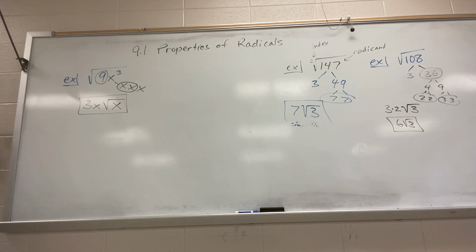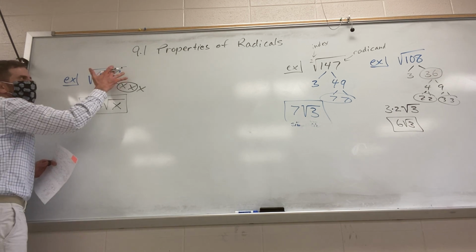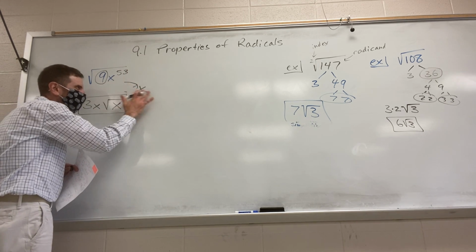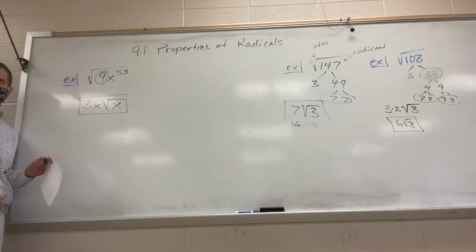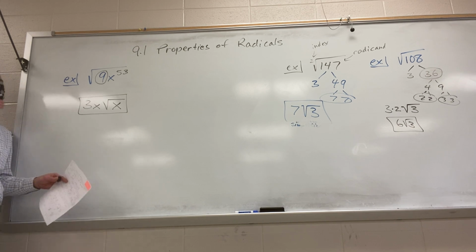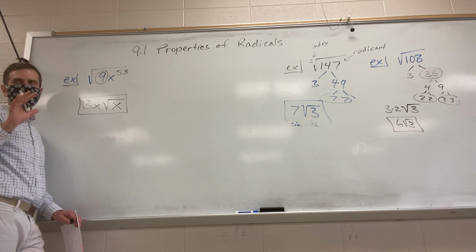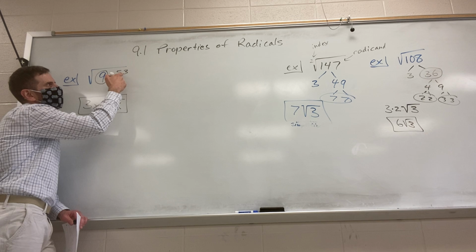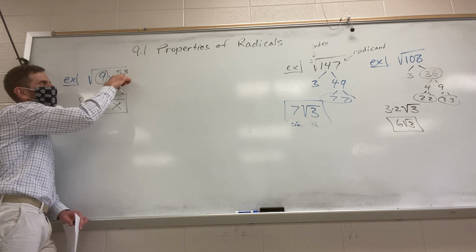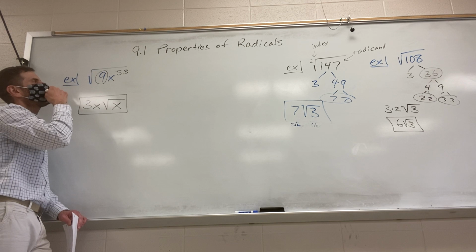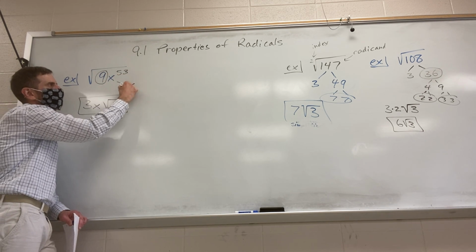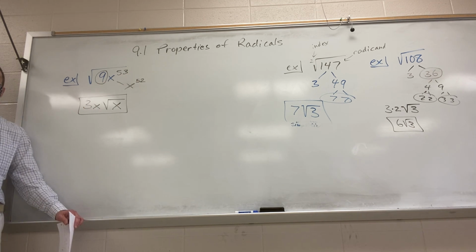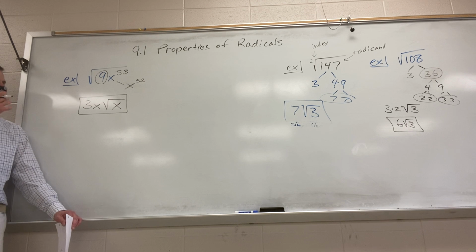Now, here's what's scary though: what if instead of being x to the third, it was x to the 53rd? Would you list all those out? No. Can I show you a shortcut? Yes. What you can do is, it turns out if it's odd, this isn't a perfect square. But if you rewrite it as an even exponent, it turns out that's a perfect square. And I'll show you why here in a second.